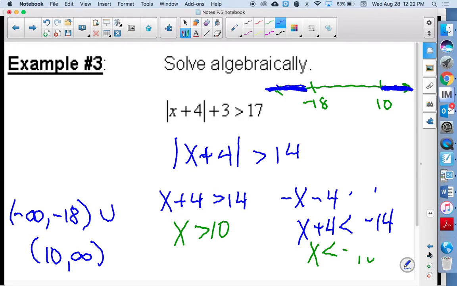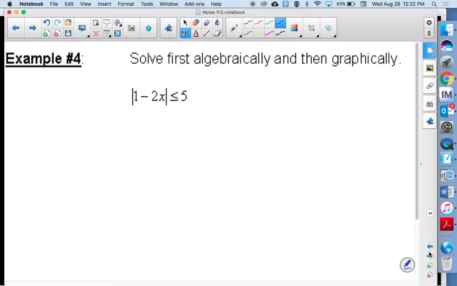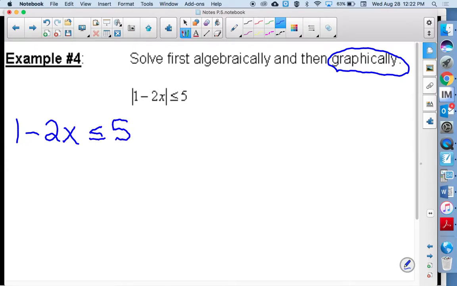So I think there's one final problem down there. Again, first solve algebraically, and then we'll see if we can look at what that means graphically, so that you can see how the two go together. The algebra supports the graph, or the graph supports the algebra. So again, the first one stays the same. When you're making the second one negative, you do have to flip that sign.